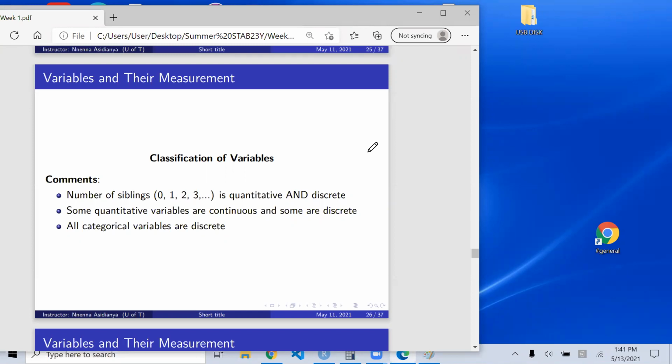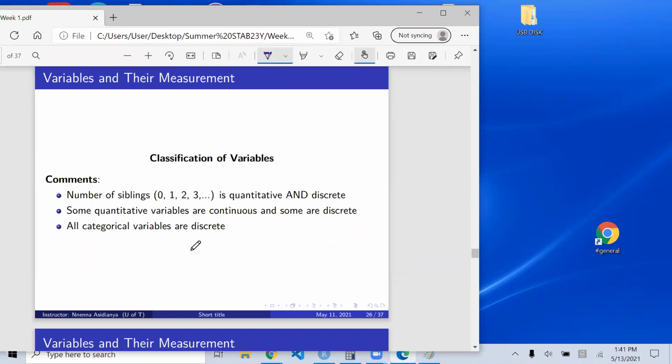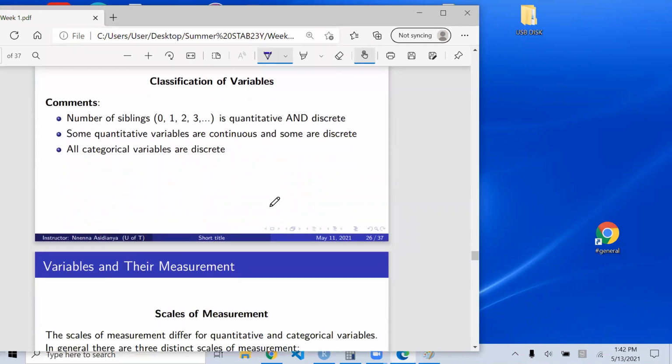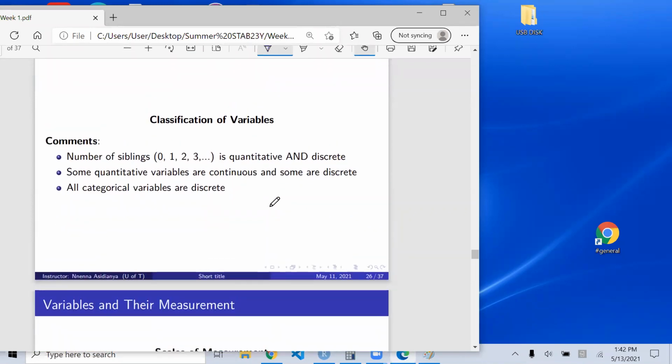So this is a good summary page for your quiz next week. All of these variables are discrete, but some quantitative variables are continuous and some are discrete. Whenever you have a variable that is categorical, they're all discrete. But when you have a quantitative variable that is numerical in value, some are continuous and some are discrete.